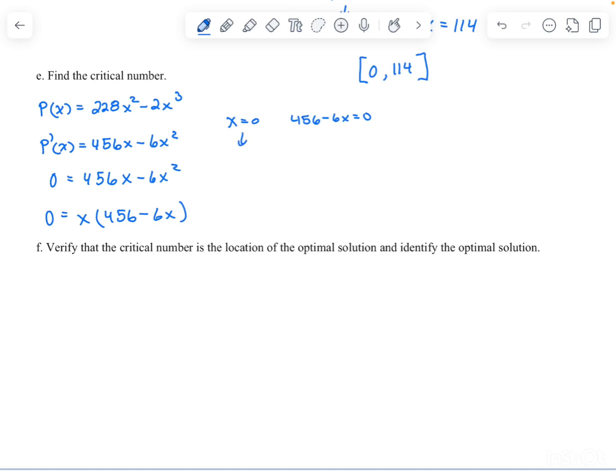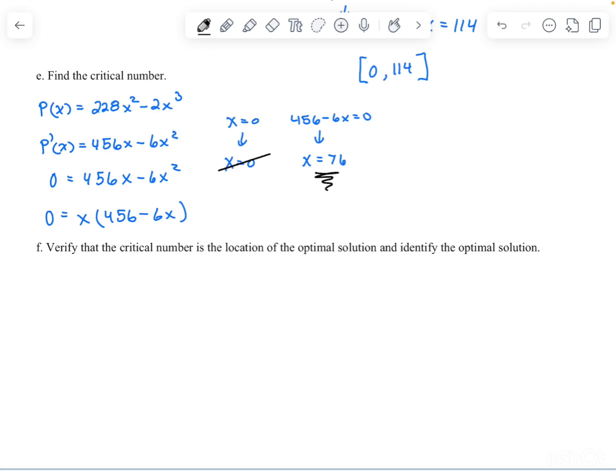There's nothing to solve for in the equation on the left. We just have x is equal to 0. For the equation on the right, we're going to have x is equal to 76. If x is equal to 0, then x squared times y is equal to 0. So x is equal to 0 will not lead to an optimal solution. So the only critical number we need to consider is x is equal to 76.